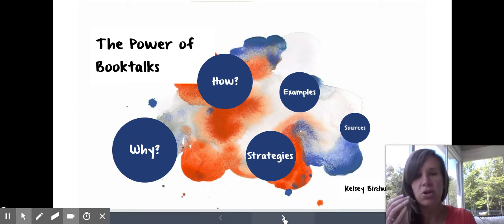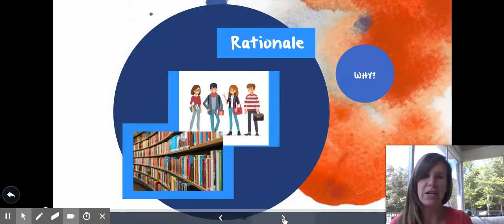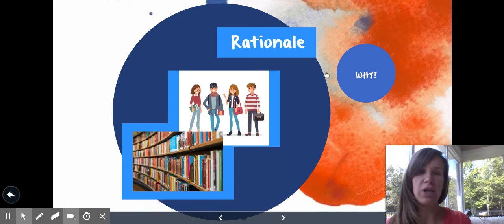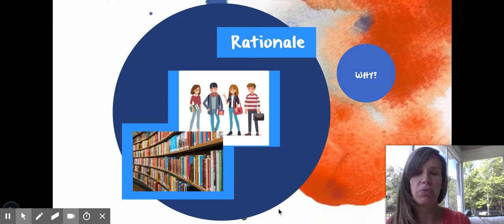Okay, so first of all, why do we do book talks? We talk a lot about being librarians or English language arts teachers and wanting our kids to read. But oftentimes it can be challenging to point each individual student to the book that's most appropriate for them. Book talks are meant to be a way to introduce books to large groups of students in a way that engages them and hopefully gets them excited about reading and hopefully hits some of their interests as well.